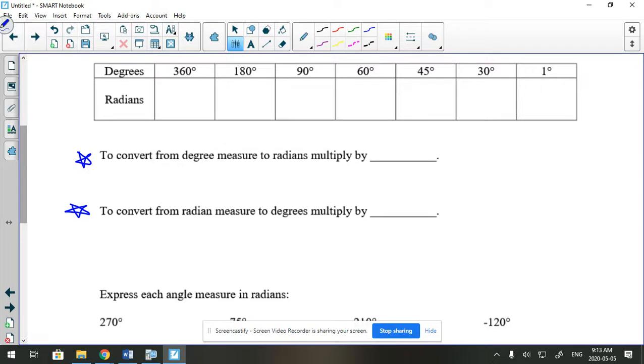So to convert from a degree to radians, all you have to do is multiply by pi over 180, and it's going to convert your degrees into radians. If you want to convert from radians to degrees, you're going to multiply by 180 degrees over pi. And that would have been on your formula sheet as well for your diploma.